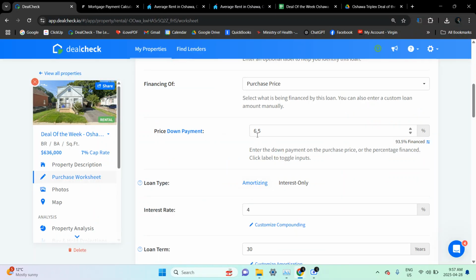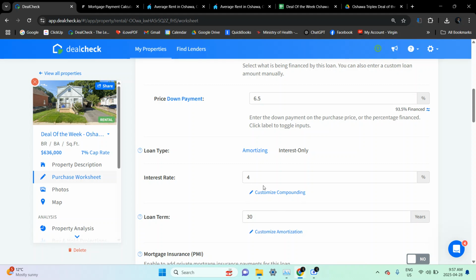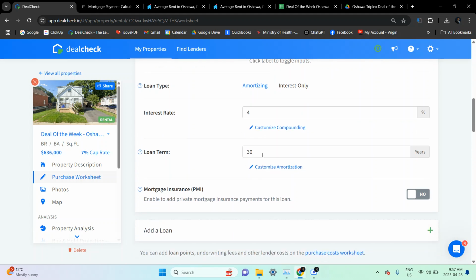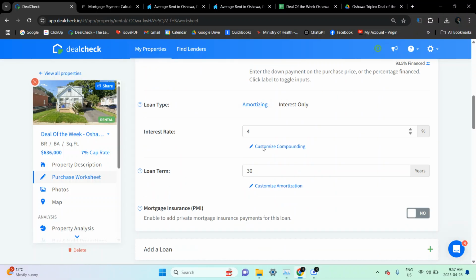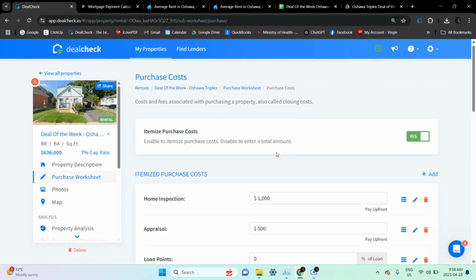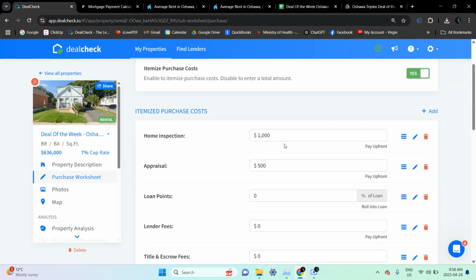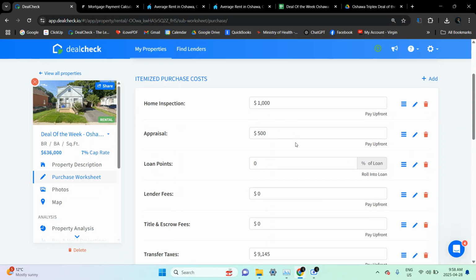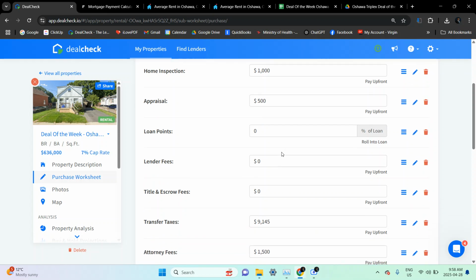Bring it back to the deal. We'll put that 6.5% in to be conservative, 4% interest rate to also be conservative, and your 30-year amortization there. That's your financing structure. Next, you're going to go to the purchase cost. How much is it going to actually cost to purchase? I'll budget $1,000 for the home inspection, $500 for the appraisal. Again, these are rough estimates and great to get you started, but you're going to want to firm these numbers up once you get the property under contract.